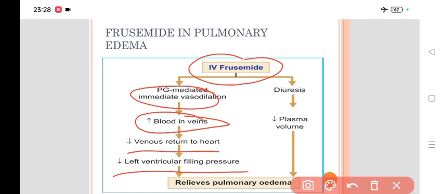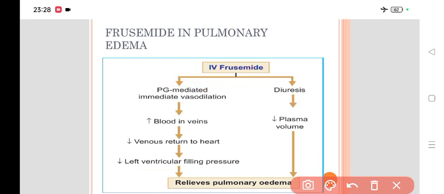This is the one thing. IV furosemide also causes diuresis, that will decrease your plasma volume, and ultimately it will relieve the pulmonary edema when furosemide is given intravenously.